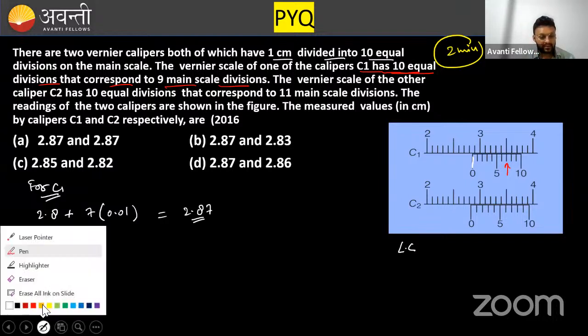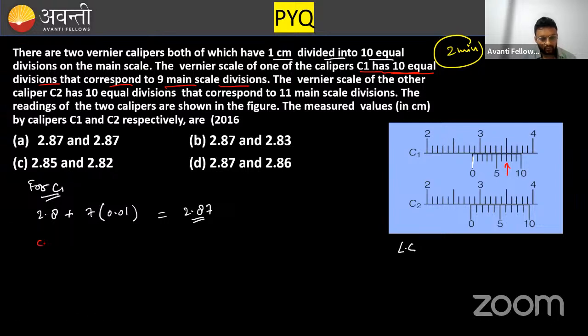For the second calipers, C2, read the statement: the vernier scale of the other calipers C2 has 10 equal divisions that correspond to 11 main scale divisions. That means 10 VSD is equal to 11 MSD. That is abnormal. Now we have to do the basics. First of all, this is the nearest point. From here, I have to assume some distances. Which is the coinciding point?